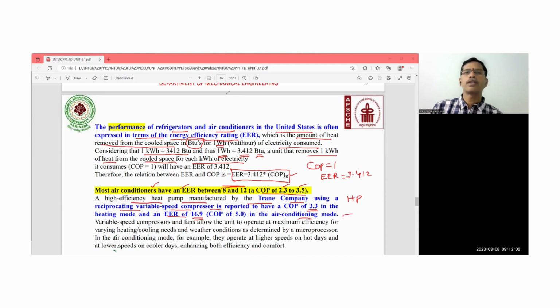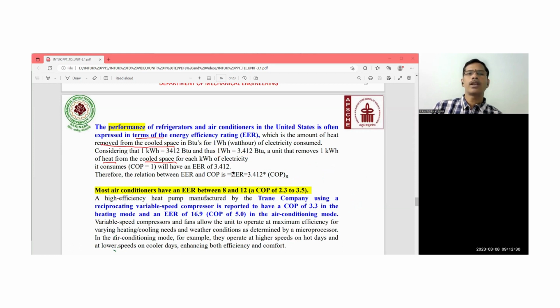So this is the difference between the air conditioner and the heat pump for the different situations. That is the distinction between the coefficient of performance and the energy efficiency rating. In the Indian climate, most of the time we mention the coefficient of performance, whereas in the United States, they generally prefer the energy efficiency rating of that particular machine. Right? Hope these things are clear.